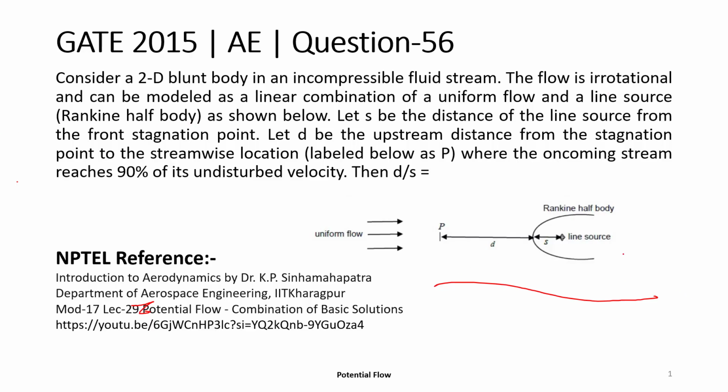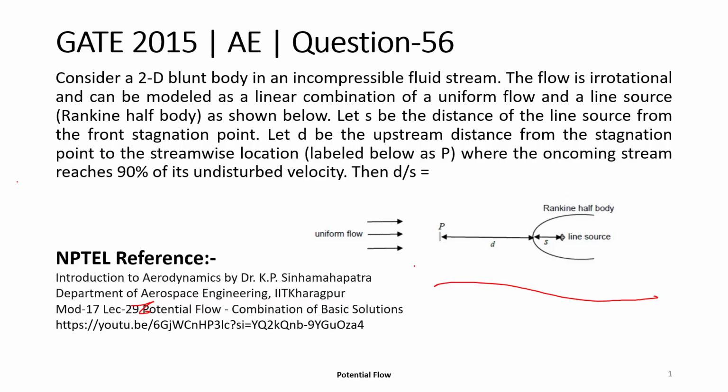Here this diagram is shown where this Rankine half body can be modeled as the combination of line source and uniform flow. Let S be the distance of the line source from the front stagnation point. S is the distance between stagnation point and line source. Let D be the upstream distance from the stagnation point to the stream-wise location labeled P, where the oncoming stream reaches 90% of its undisturbed velocity. This P point is such that here velocity is 90% of the undisturbed velocity and its distance from stagnation point is D. Then D by S equals, we have to find the ratio of D and S.